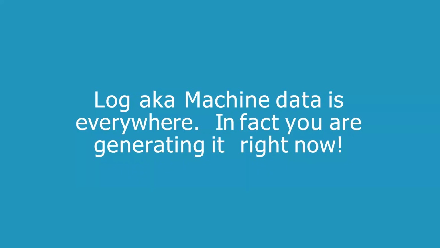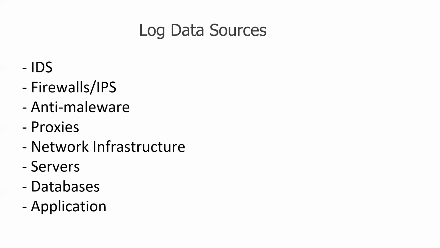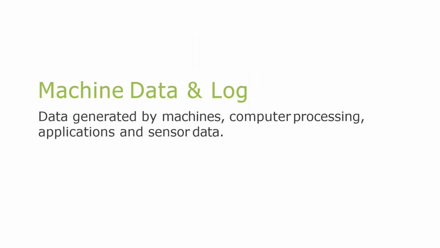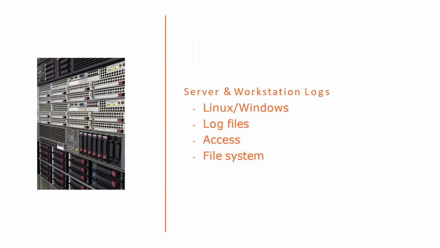So log, or machine data, is everywhere. In fact, you are generating it right now. There are some of the log sources which you can see here. It can be literally anywhere. You can have IDS, firewall logs, anti-malware logs, proxy logs, network infrastructure logs, server logs, database logs, application logs. So we have multiple sources of logs. Data generated by machines, computer processing, and applications, that is primarily what we call logs.